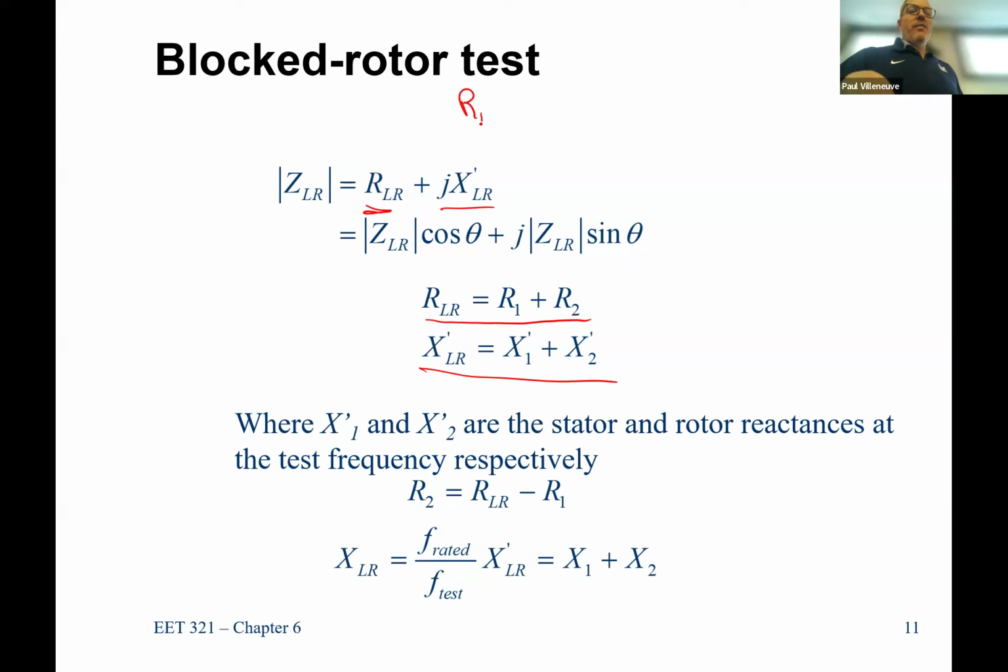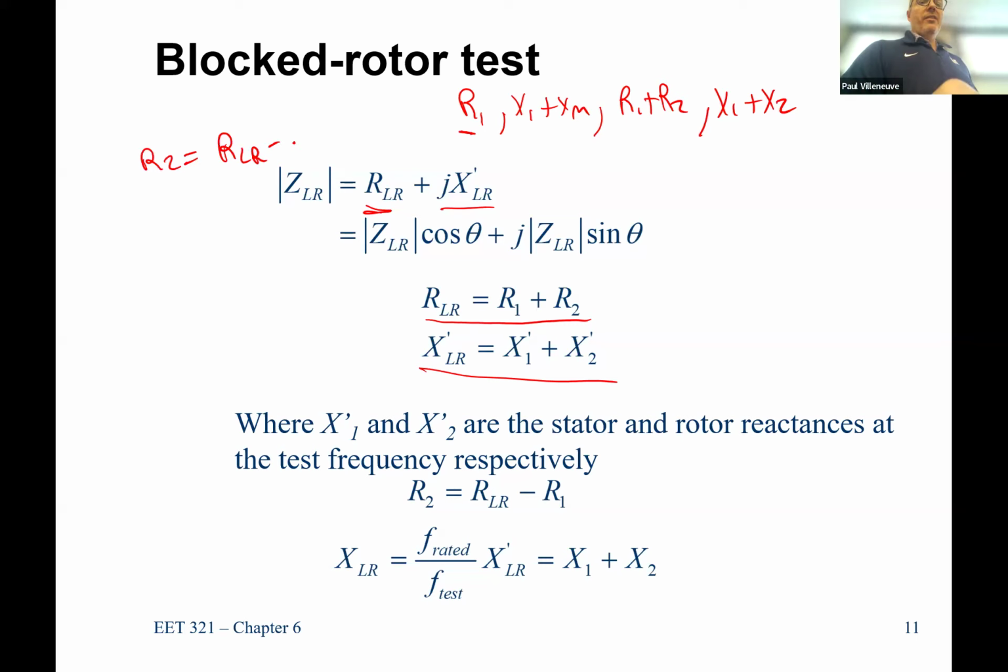So I had R1 from before. Then I had X1 plus XM. Now I've added R1 plus R2, and now I've added X1 plus X2, right? Those are the additional parameters that I've gotten. That's all I've gotten: X1 plus X2, R1, R2. But I already know what R1 is. So R2 is equal to our locked rotor resistance minus R1. I know what R1 is, so I can pull out R2.